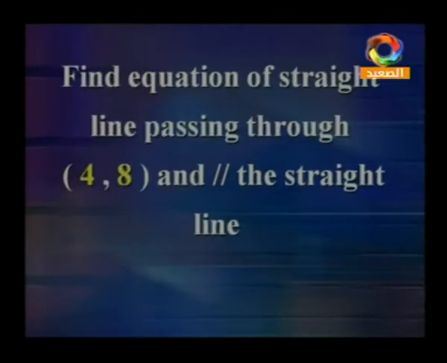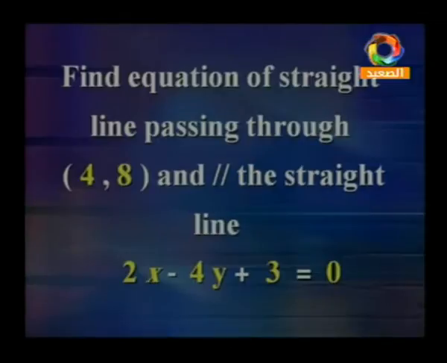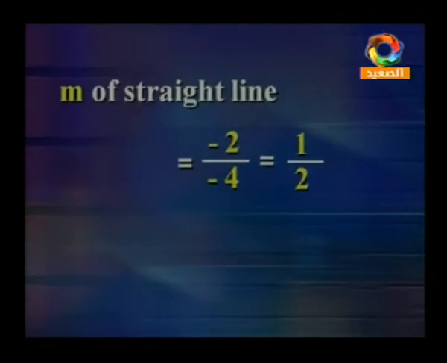Find equation of straight line passing through (4, 8) and parallel to the straight line 2x minus 4y plus 3 equals 0. Now to find the equation of straight line, you must first find its slope. So it is parallel to 2x minus 4y plus 3 equals 0. Then the slope of the straight line will be negative coefficient of x over coefficient of y. So it is equal to negative 2 over negative 4 to find a result as half. Then we can say that the slope of the straight line equals half.